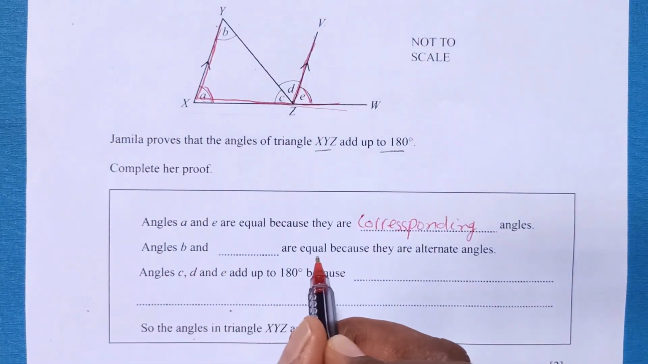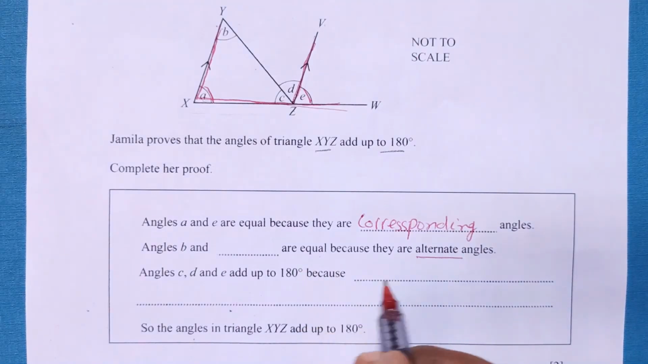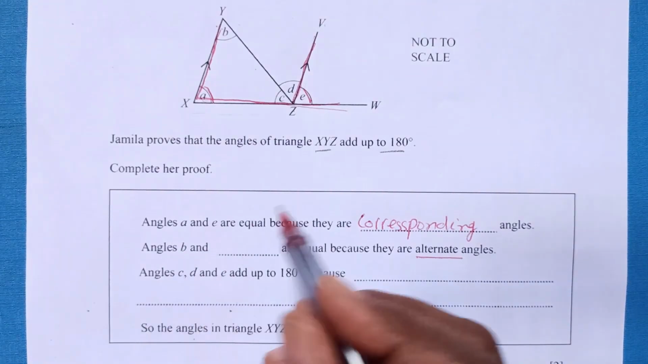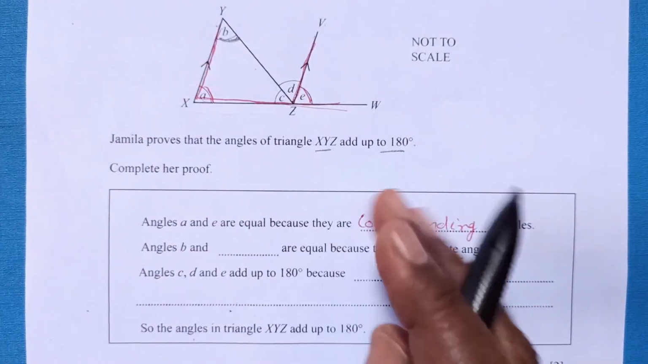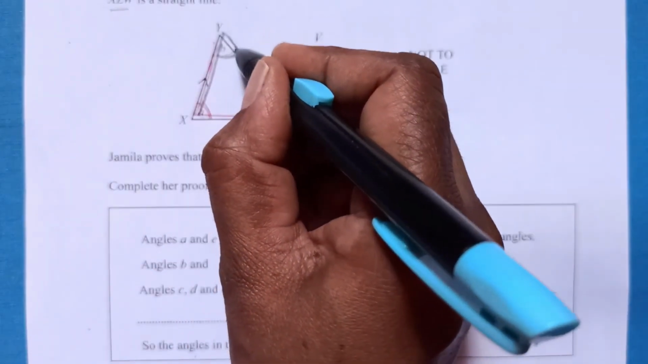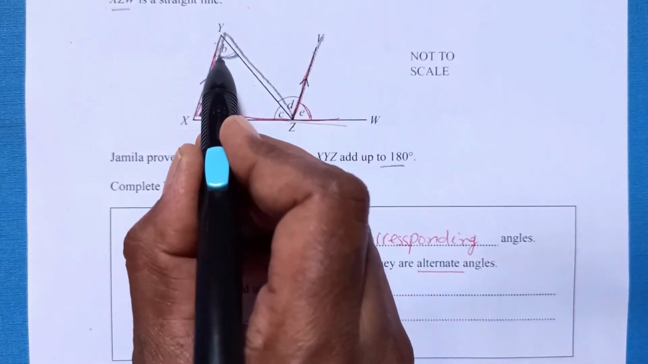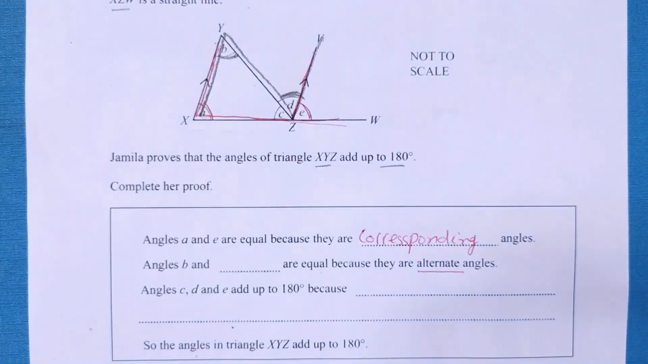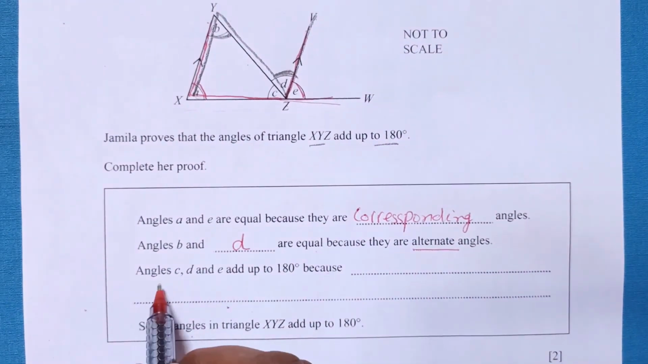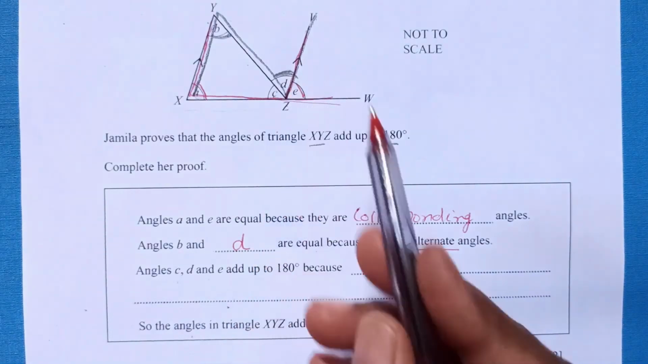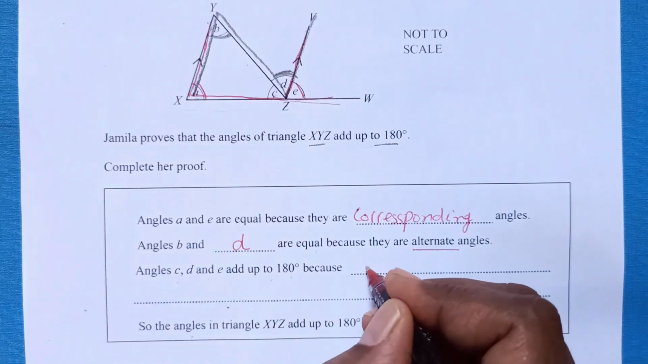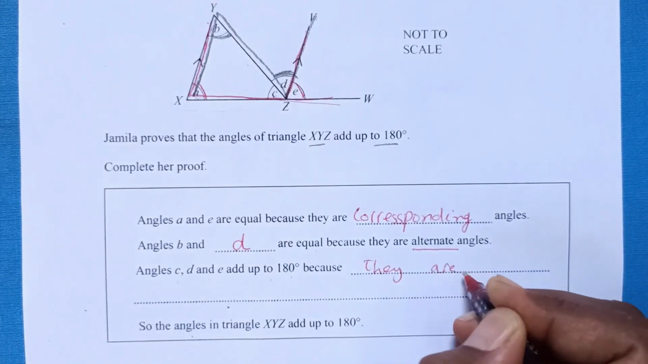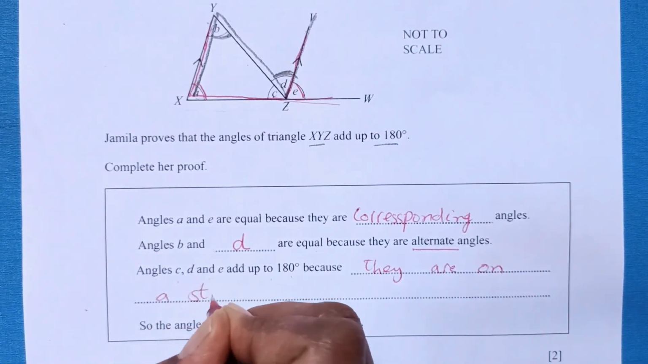Angle B and dash are equal because they are alternate. So we need to look which angle is alternate to angle B. Where is B? B is here. What shape do you see here? From here you can see this is a Z shape. So this one and the other one, that is D. So B and D are alternate angles. Now angles C, D, E add up to 180 because they are on a straight line. You can write down because they are on a straight line.